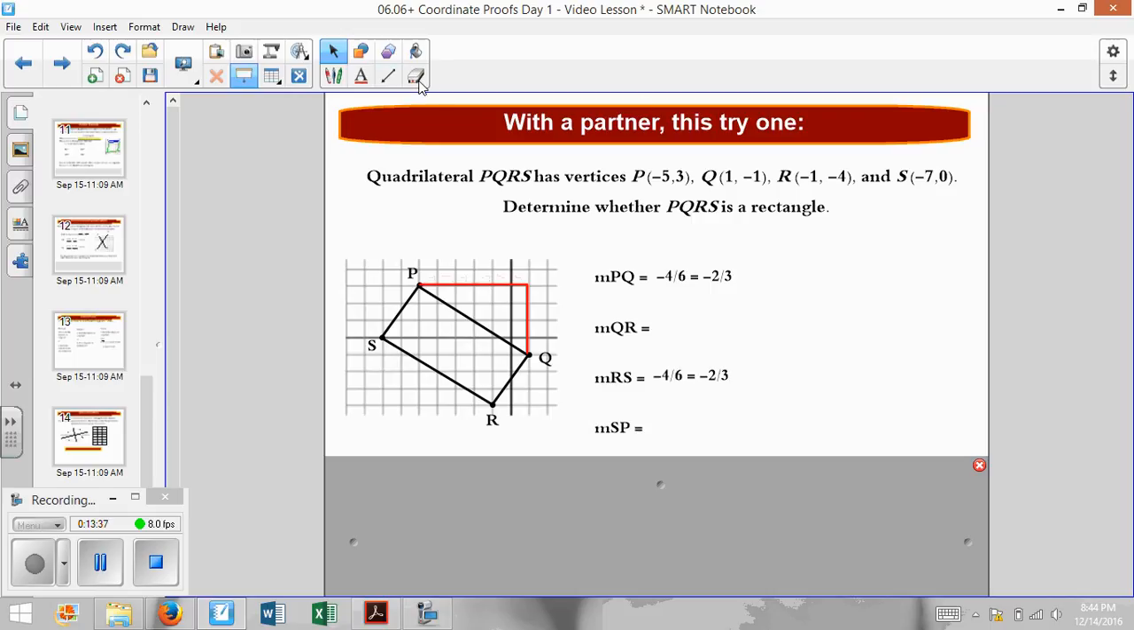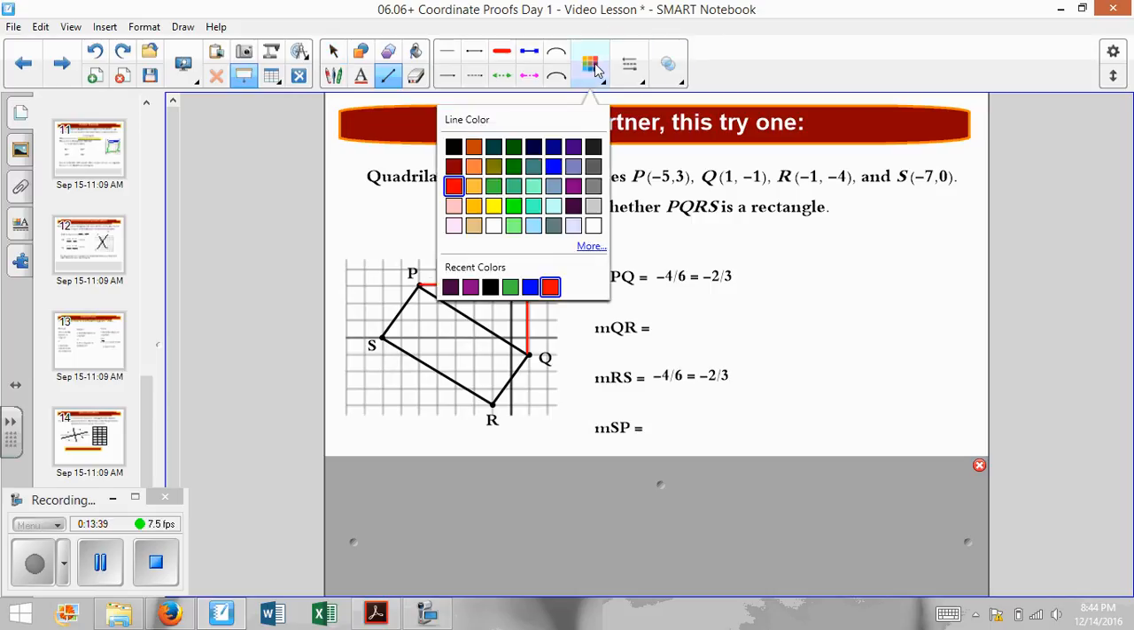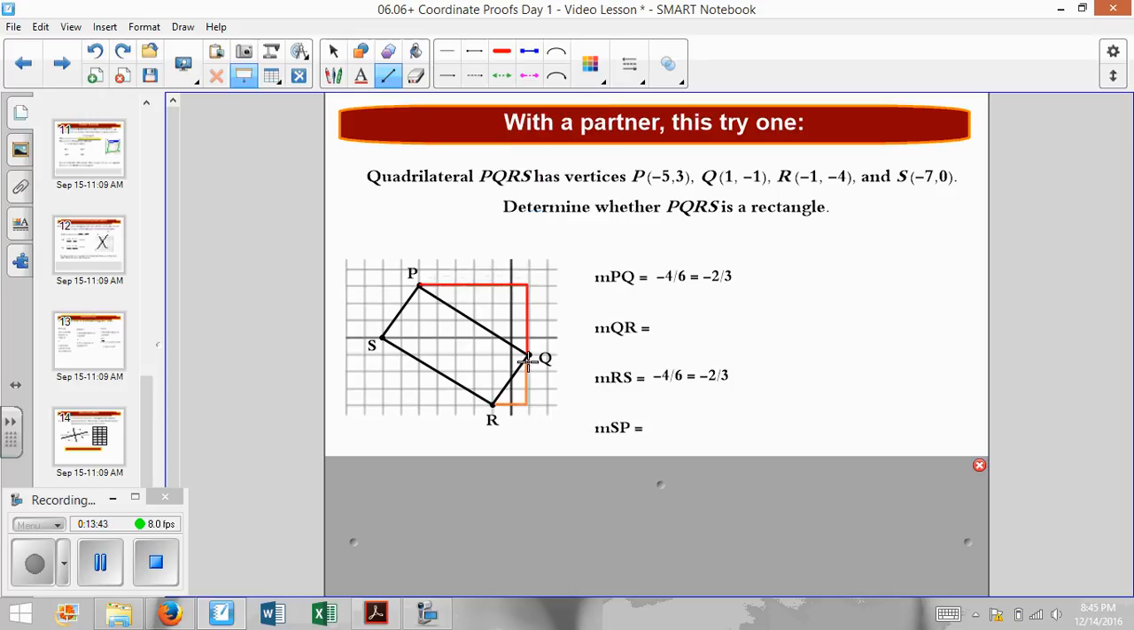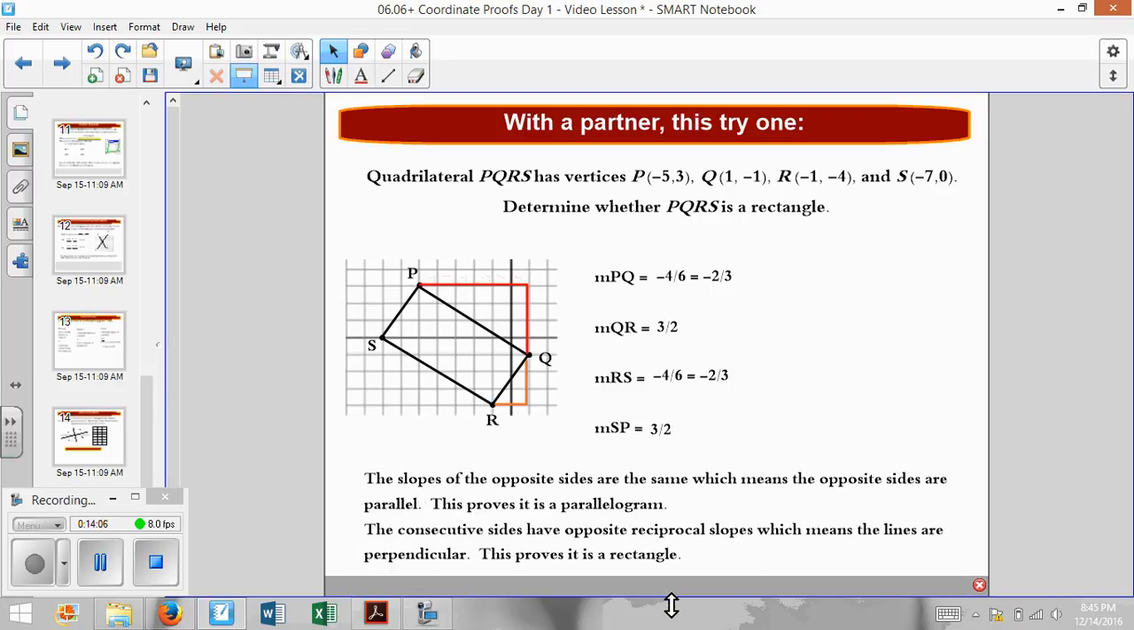Q to R is, let's see here, up 3/2, positive, so 3/2. S to P is the same. You'll see why I had to simplify: otherwise you would not see this opposite reciprocal relationship, because I see 3/2 and negative 2/3. Those are in fact opposite reciprocals of one another. Therefore, it proves that it is a rectangle.